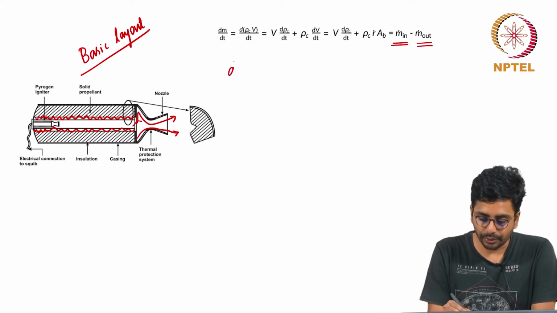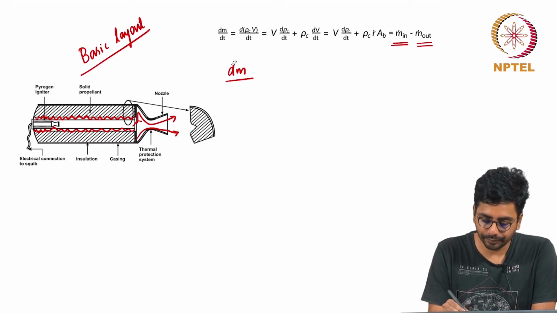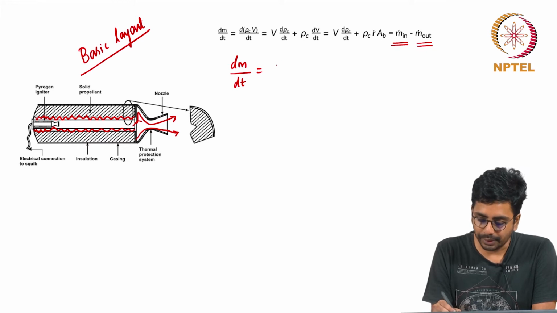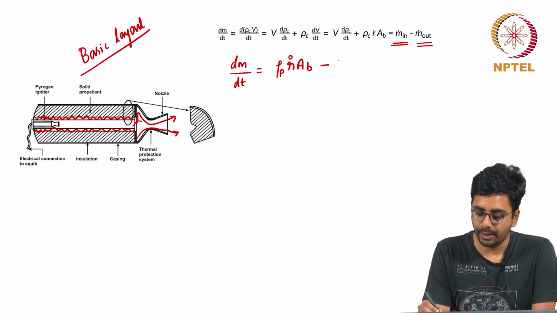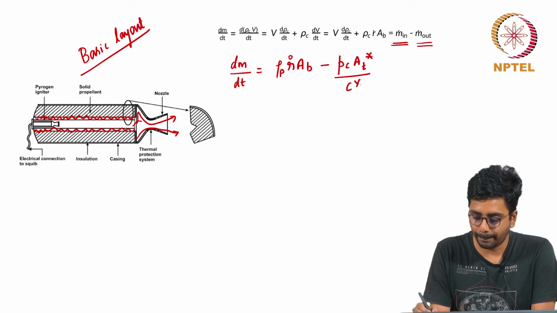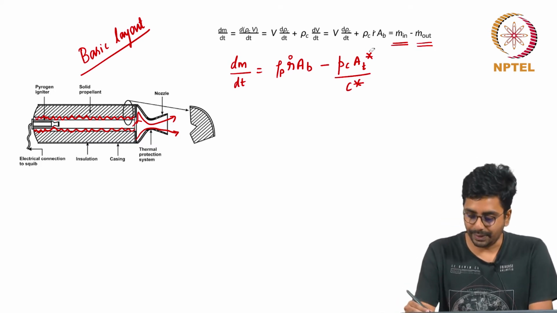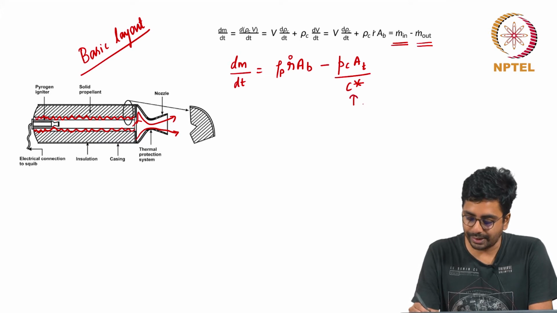So, the rate of change of mass, which I have expanded here, is equal to the rate at which the solid propellant gasifies, which is rho p r dot A b, minus the outflow through the nozzle, P c A T by C star. Recall that the C star is a thermodynamic property of the propellant. This comes from thermodynamics.